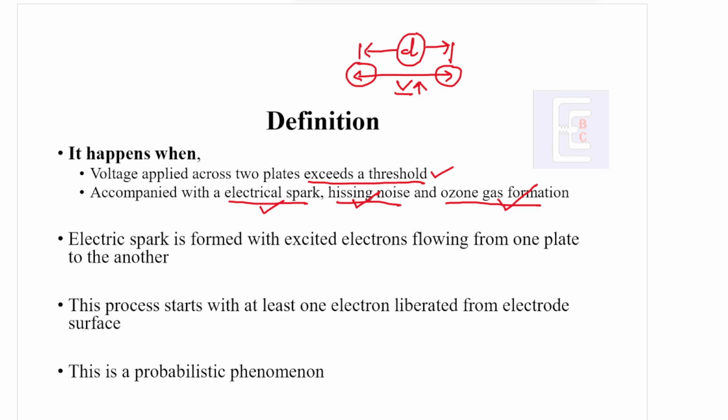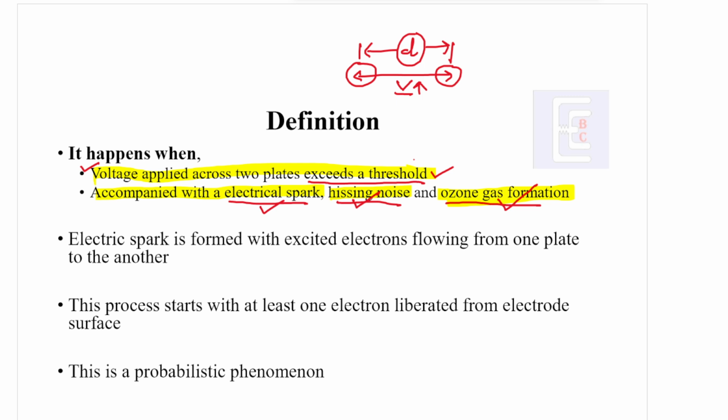So what is corona? Let me quickly summarize these points. When the voltage applied across the plates exceeds a threshold, it is accompanied by a spark, then a hissing noise is audible, and finally an ozone gas is formed chemically. This phenomenon is called corona. As you can understand, it has nothing to do with coronavirus.